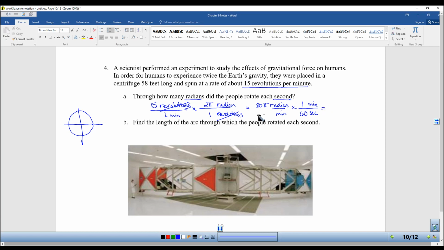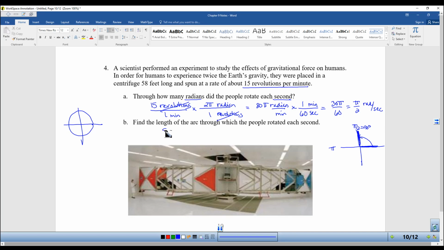And so 30 pi times 1 over 60 is going to give me 30 pi over 60, or pi halves radians per second. So hopefully, maybe not yet, but hopefully you're starting to recognize pi halves as being 90 degrees, because pi would be all the way over here. So pi halves is 90 degrees. That means they are going 90 degrees every single second. It's pretty fast. All right, find the length of the arc through which the people rotated each second.